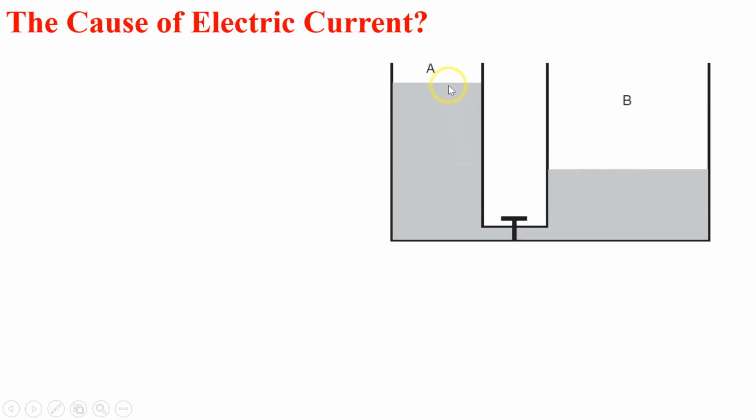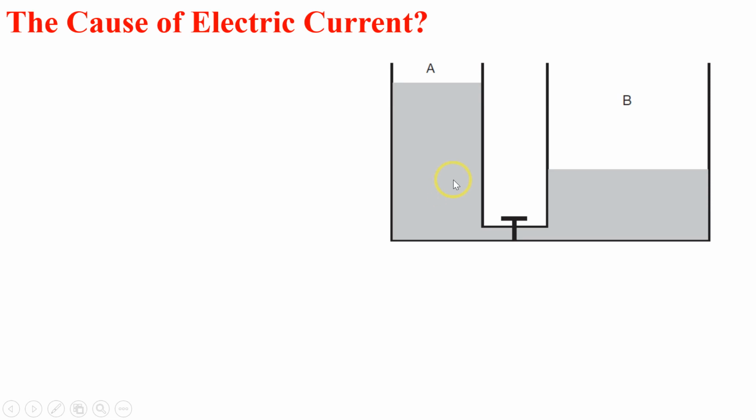So we can say that there is actually a potential difference between these two levels. There is a difference in level here. In container A the level of water is very high, and in container B the level of water is very low. So definitely the water will flow from container A to container B, because the level is greater over here. The direction of the flow of water will be from A to B.